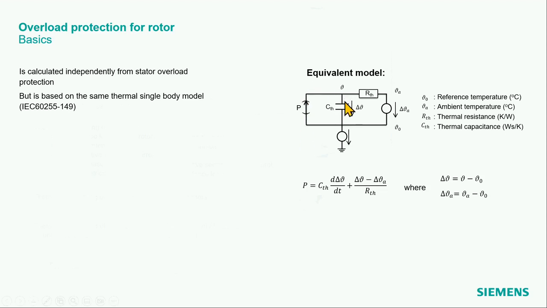And I bring in here a power loading up this capacitor. This delta V, the voltage difference which we would get in an electrical equivalent model, is now here a temperature difference, which comes from the power which I put in here. And then power is going off into the ambient, so via one thermal resistance. So we get here a differential equation, which we can solve. And if you want to know a little bit more about that, make sure that you watch our first tutorial session for the motor protection.